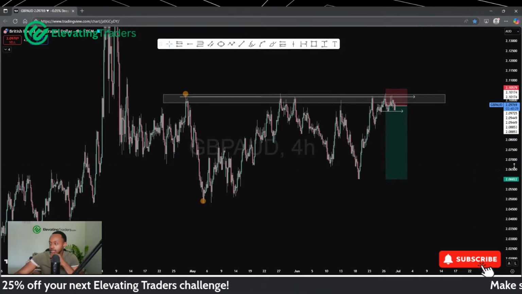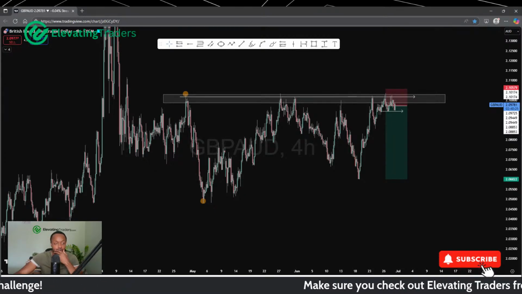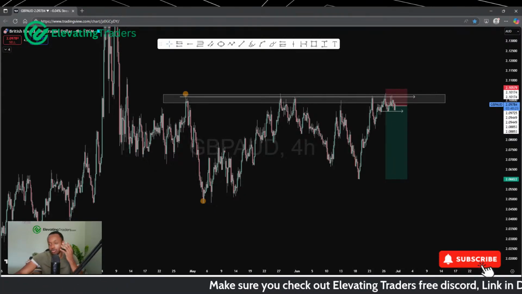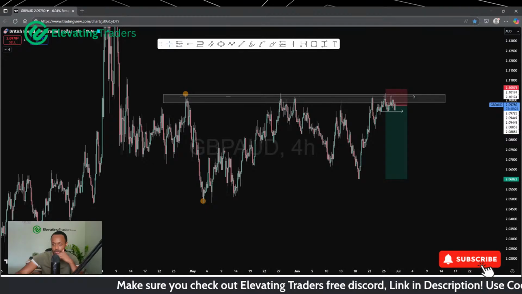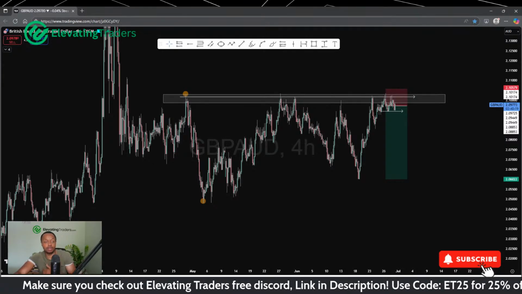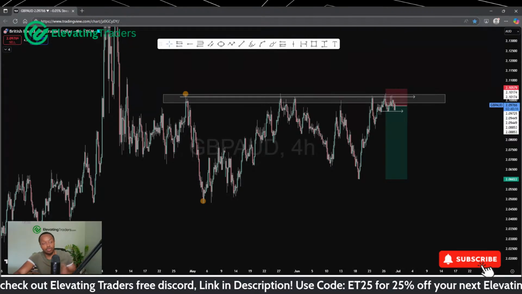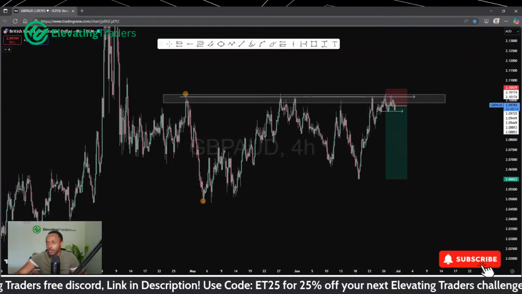But yeah, that's kind of where I'm at for pound Aussie. My analysis for pound Aussie, pound NZ is pretty much the same. Of course, they're very similar pairs, but they're both kind of stuck at resistance. I'm expecting a bit of a move down. If they do break through, I probably would switch my bias for both of them and be quite bullish.